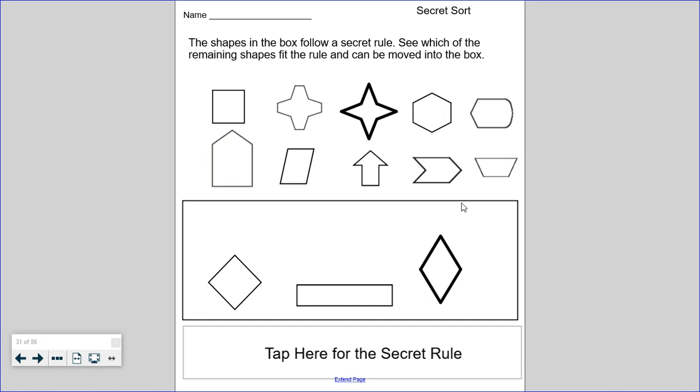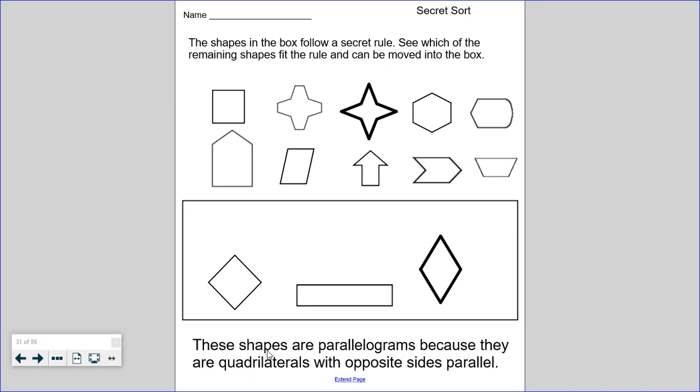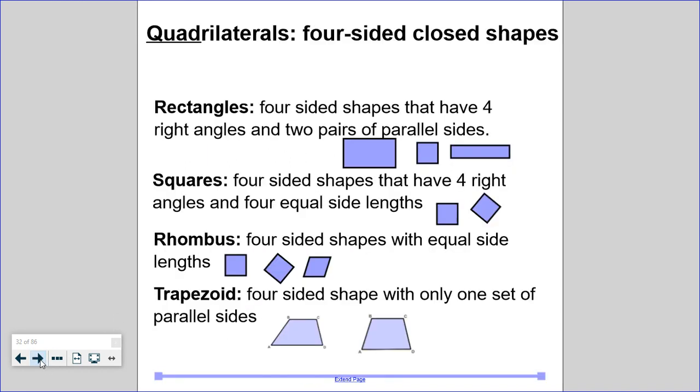Now, if you've been paying attention, I bet you can figure it out. The rule is that those are parallelograms. All three of these have two pairs of parallel sides. Okay, so let's look at our shapes up here. Do you see any more that could fit in this box? I'll give you a hint. There are two more. Yep, it is this one. Oops, I can't move it, I guess. Oh, yeah, I can. There we go. This one and this one are also parallelograms. So those could also follow my secret rule and go in the box.